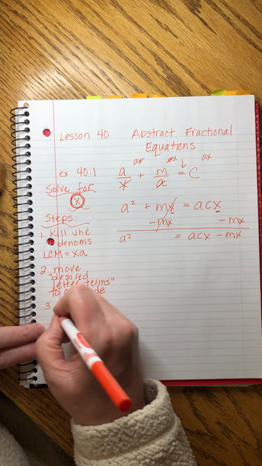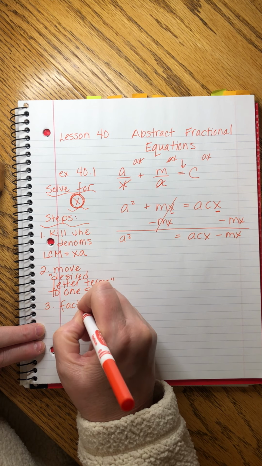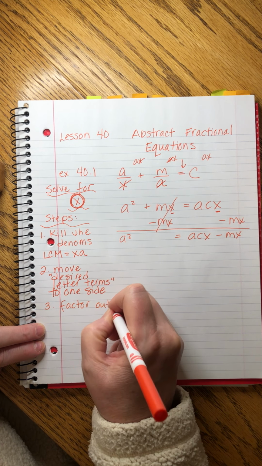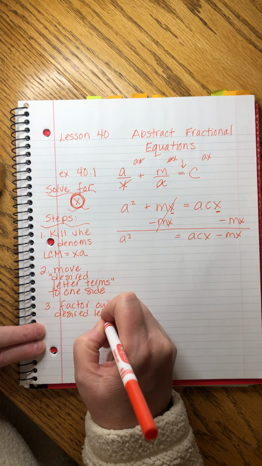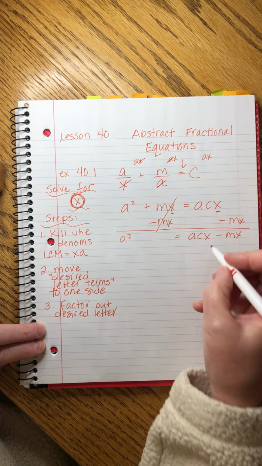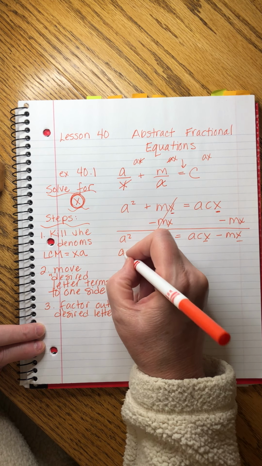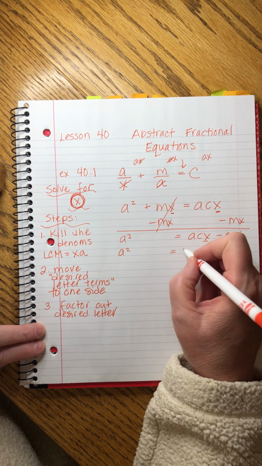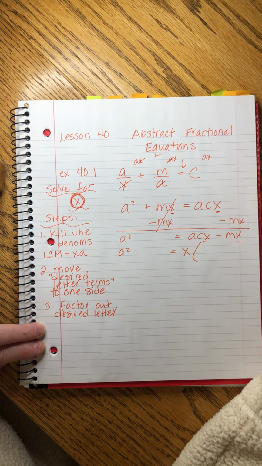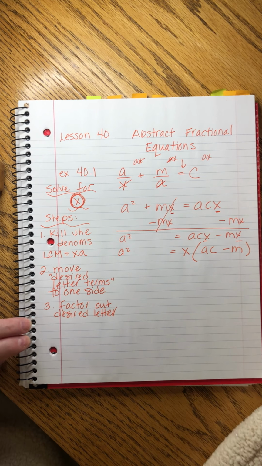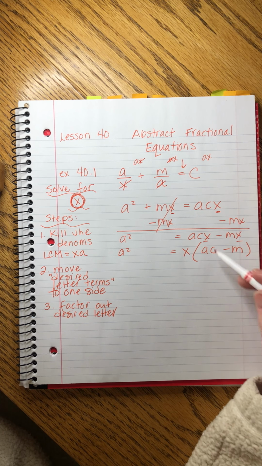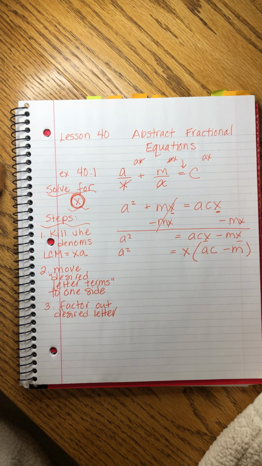Now, factor out the desired letter. Again, there are x's, so this side stays the same. a squared equals, then we'll do x times the quantity ac minus m. Yeah, right, we factored. I just taught who?